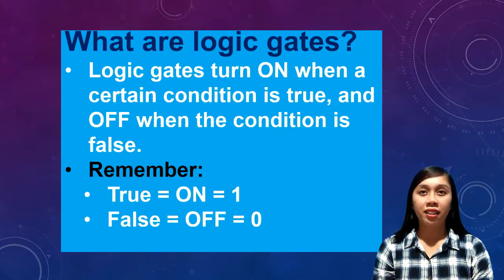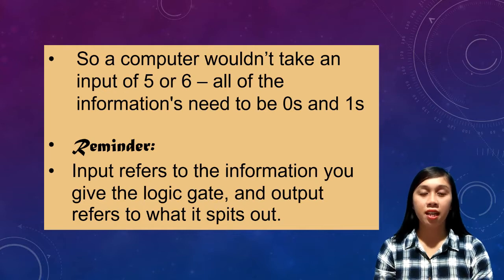Always bear in mind that a computer wouldn't take an input of 5 or 6. All of the information needs to be zeros and ones. So a reminder: input refers to the information you give the logic gate, and output refers to what it spits out.